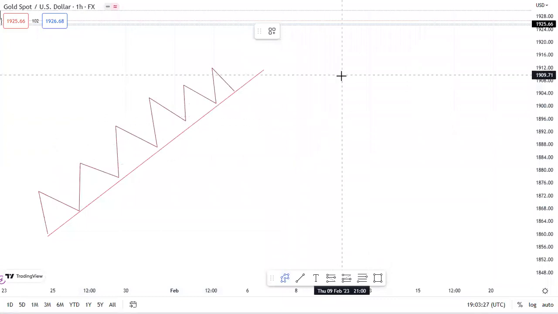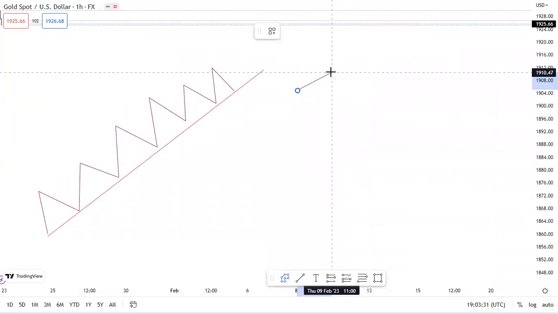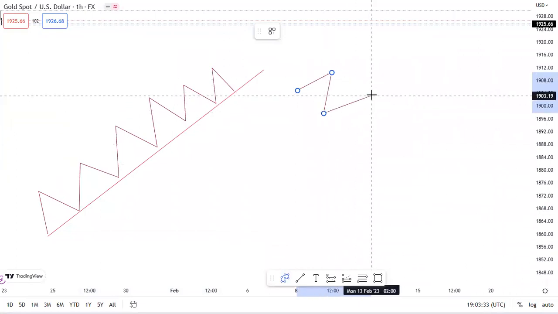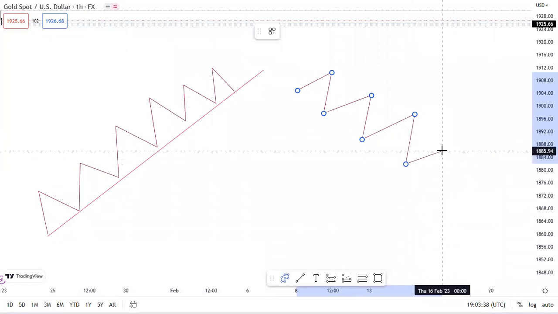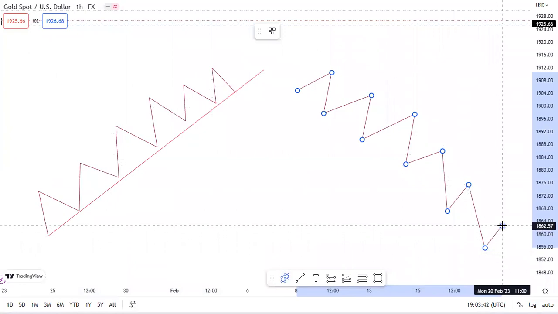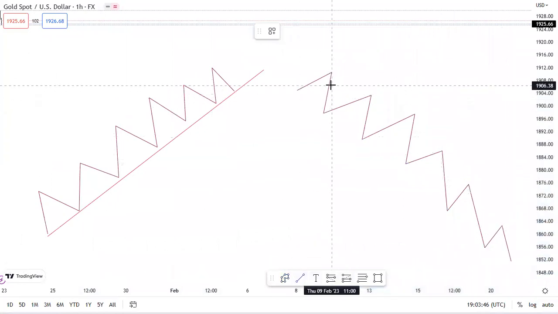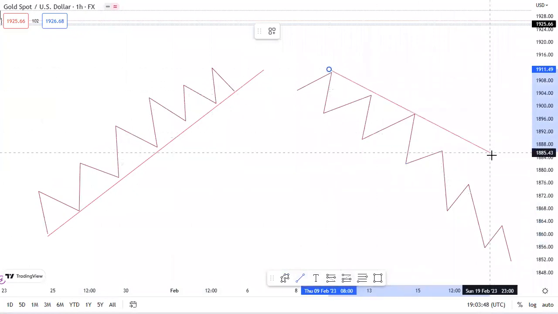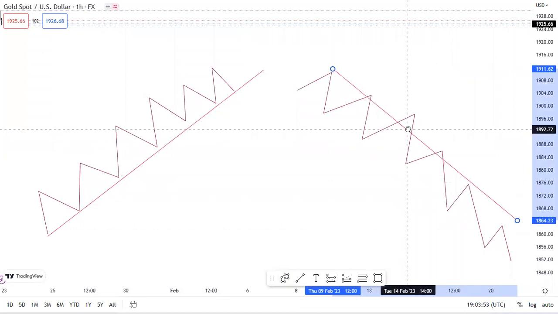Then we have a downtrend here. The market is going down, it is going to be forming something like this. So this market is in a downtrend, right? The market is trending downwards.